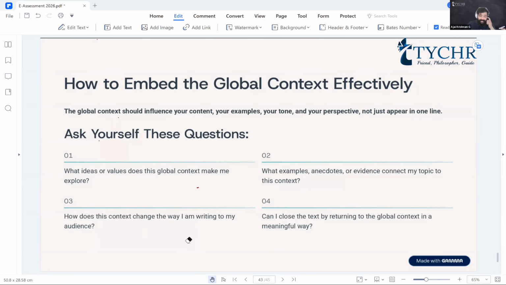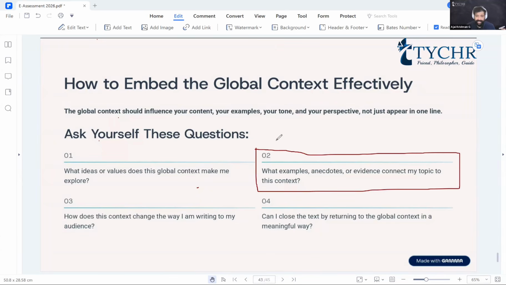Again, keep the right audience in your mind when you write any text, and make sure that how you're talking about the specific global context is going to benefit your audience. And again, what examples or anecdotes? Okay, this is something very peculiar, because in English, we don't learn any specific anecdotes or examples or evidences to be used in task 3 in class. I'm very sure none of you might have prepared anecdotes in class in English, but you can use them in task 3. And how do you use them?